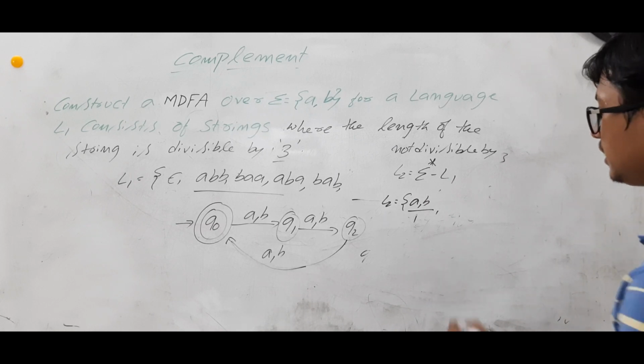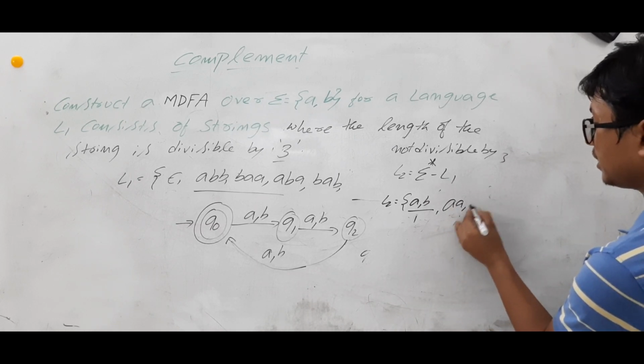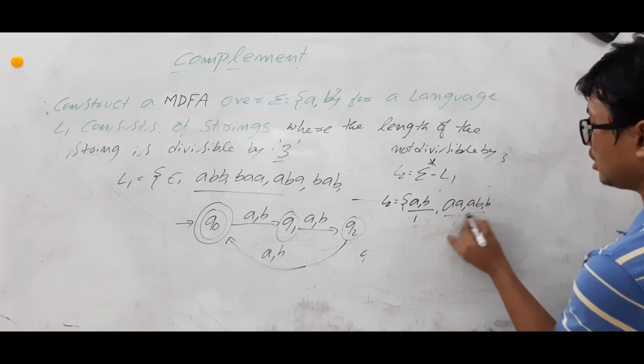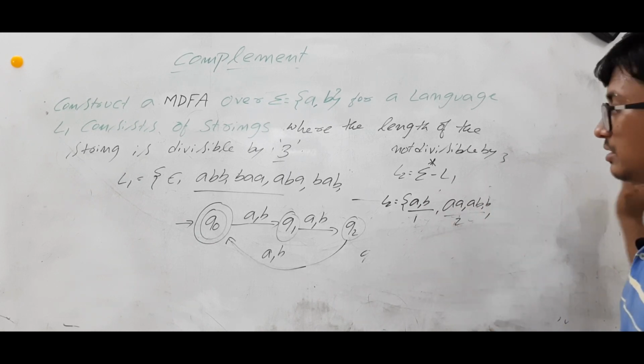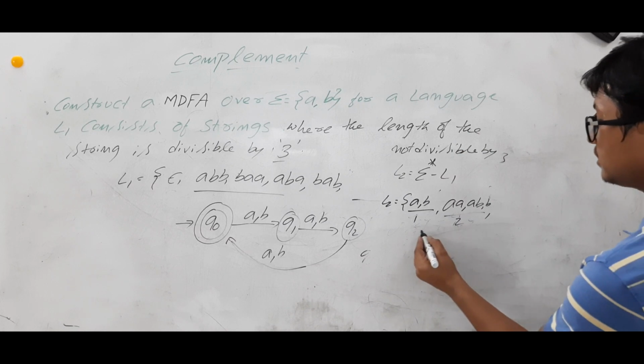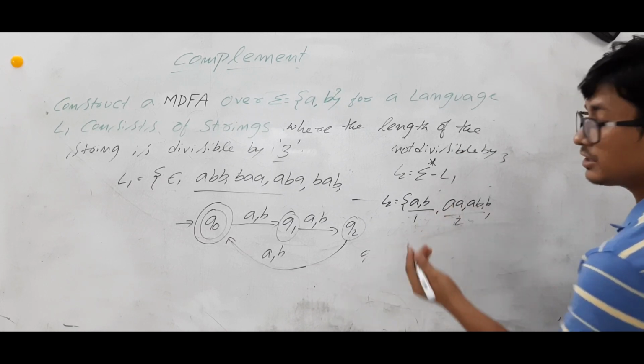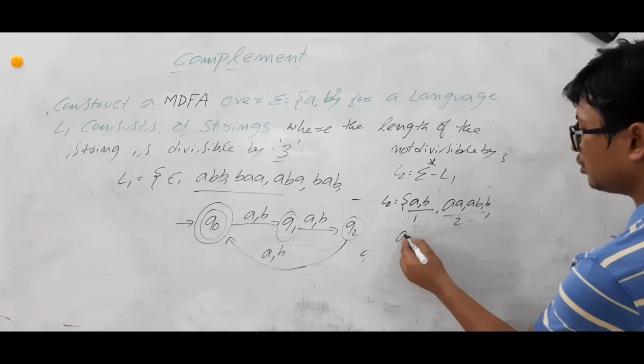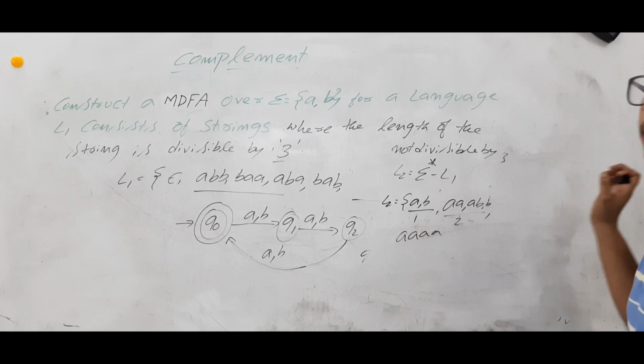It can have strings of length 2: aa, ab, ba, all these things. It can have strings of length 3. Length 3 is not accepted. Length 4 will be accepted, like that it will accept.